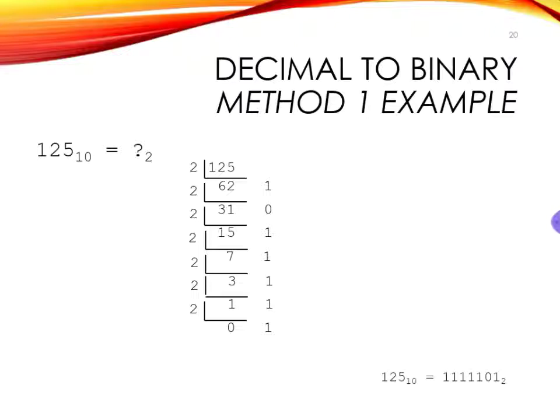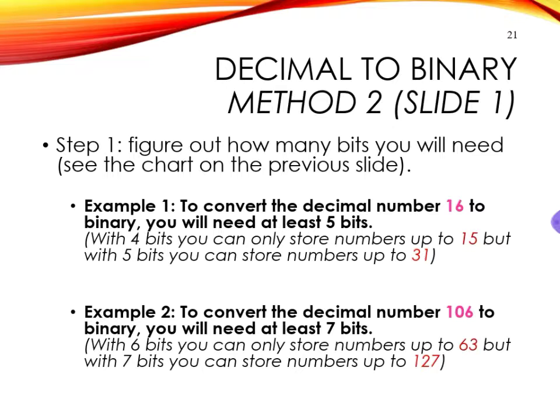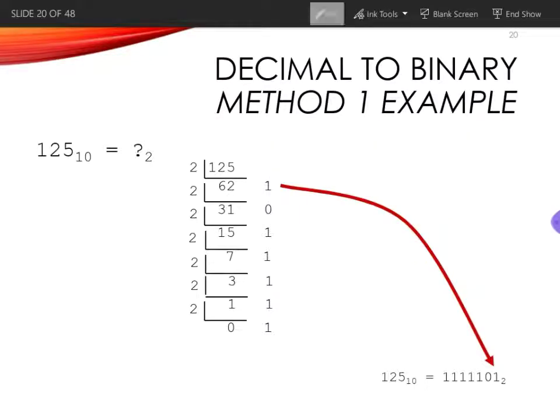So therefore, we say the number is going to be generated by taking the first remainder to be the least significant bit and in reverse order. So it's 1, then 0, then 1, 1, 1, 1, 1. And this is our equivalent binary number for 125.